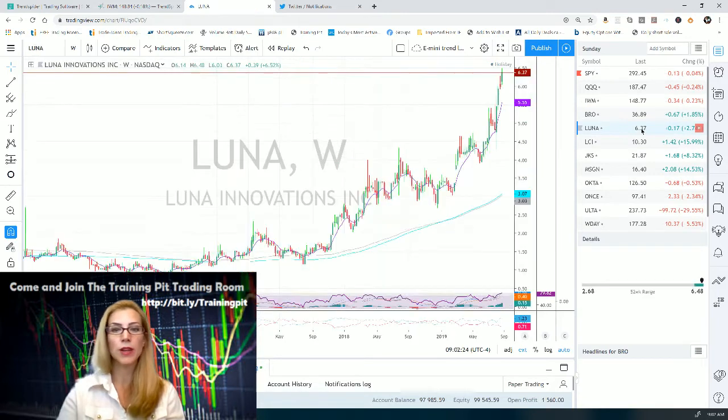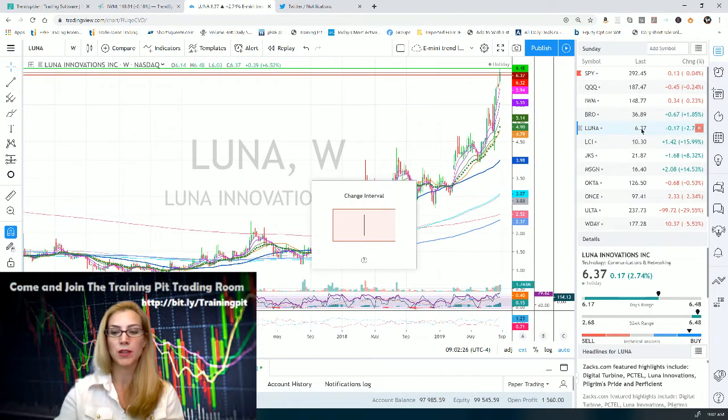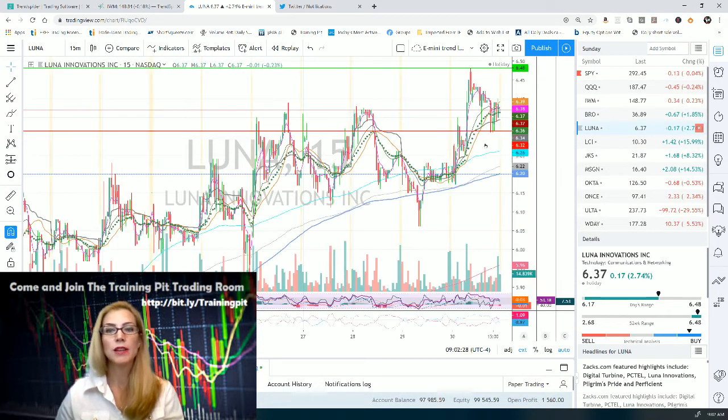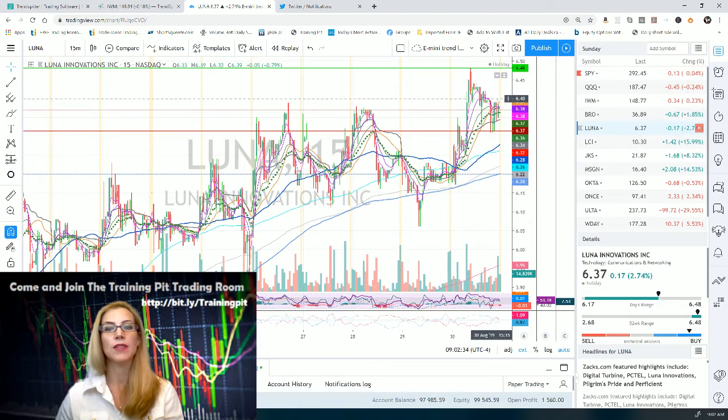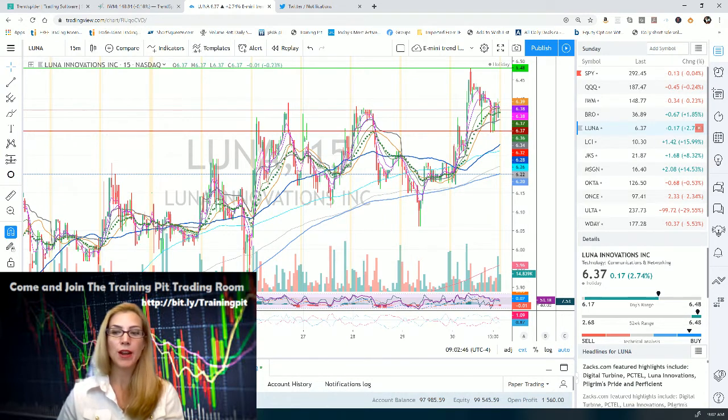Then we have Luna. We'll pull it back to the 15-minute chart as well. Luna is also at the 52-week high area. It didn't end at the high of the day, but it did close above all of the averages pretty much for the day on the 15-minute chart. So I look for support at 632 and resistance at 648, 650 area.